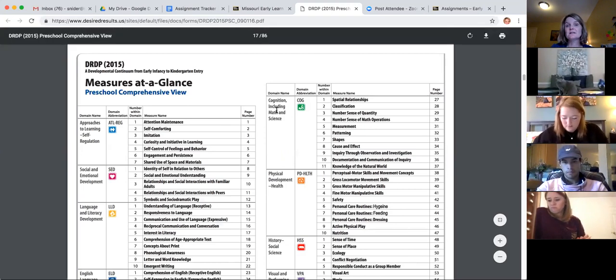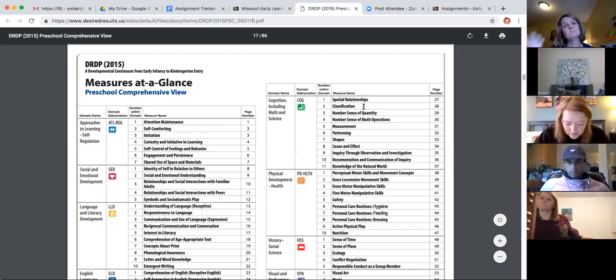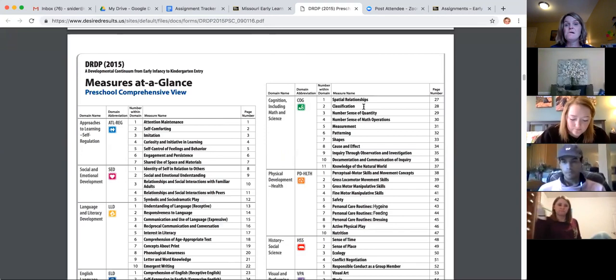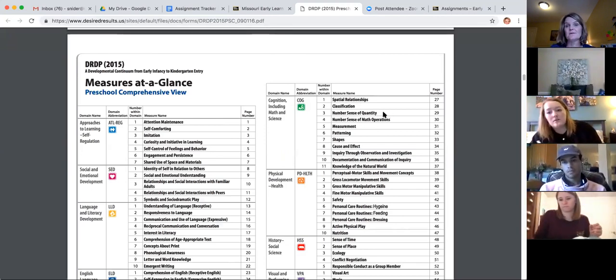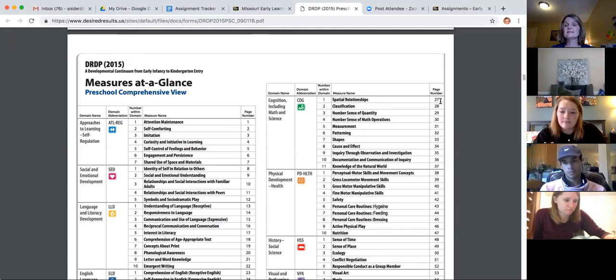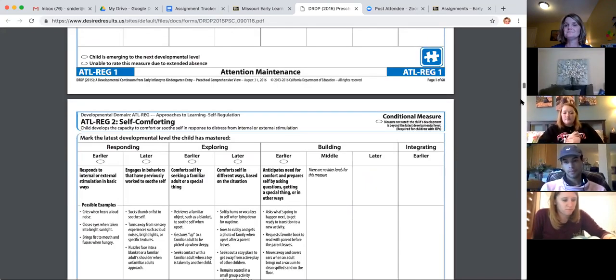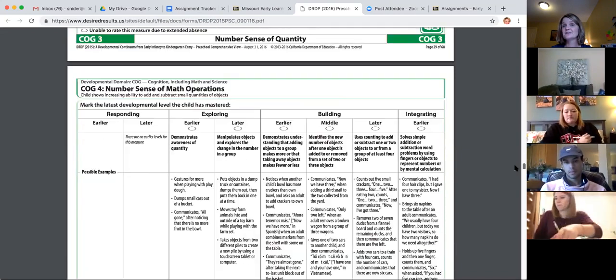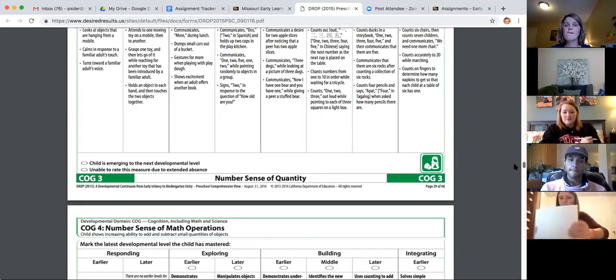So, okay, here's cognition. I look through here. Spatial relationships. Well, maybe size could go with that. Classification. Maybe size could go with that. Number sense and quantity. Maybe size could go with that. Measurement sounds like size could go with that. So then what I would do next, in order to pick the one that I'm going to focus on, is read more about these. So I'm going to look at these page numbers, and it's color coded, so I know I'm looking for the green section.